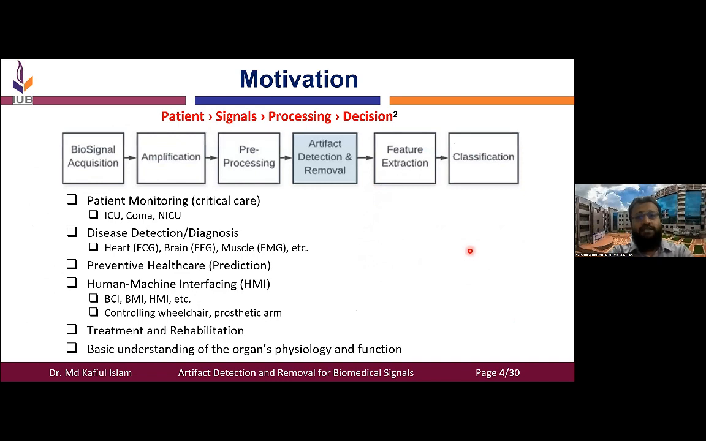So what is the motivation of this? So obviously, biomedical signals are often recorded from patients, and then we process the signal and then make some decision. So in a nutshell, the processing means actually a detection of artifact and removal of artifact from the signal, which is acting as noise. Why is it required? Because in different applications, we record biomedical signals, and in order to make an accurate decision, we have to get rid of all the unnecessary components such as artifacts and noises.